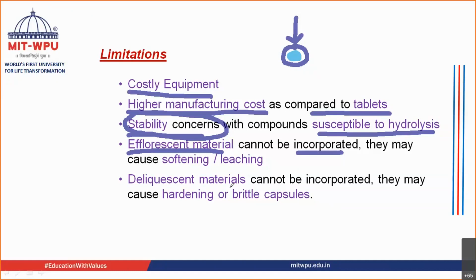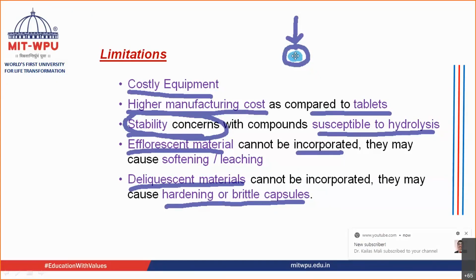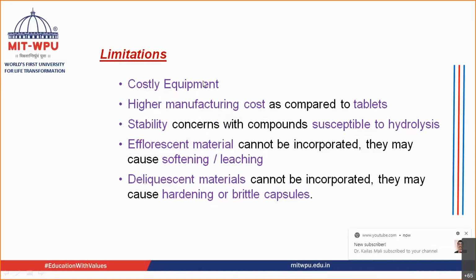Along with efflorescent material, deliquescent material also cannot be incorporated into it. Why? It causes a hardened and brittle capsule. Because this material absorbs the moisture that is present inside the shell. So the moisture inside the shell is absorbed by this material. And because of this absorption, the shell becomes hard and brittle in nature. So these are some of the limitations of your soft gelatin capsule.